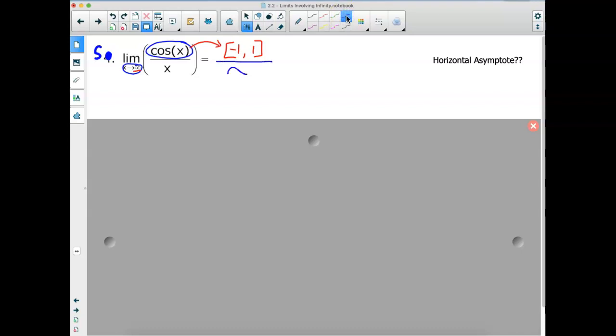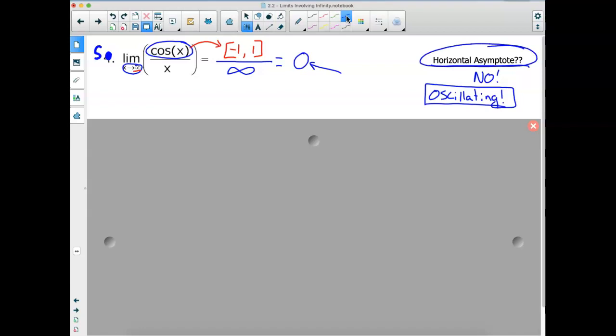Now, if I divide that by infinity, what happens? A value somewhere between -1 and 1, dividing by something that's getting bigger and bigger and bigger, where's it going? It's getting smaller and smaller. It's approaching 0. Now, I just want to say, this is not a horizontal asymptote. No, it is not. Why not? Because it is going to oscillate. It's oscillating, but the limit exists. Because it's oscillating and approaching something, it's not a horizontal asymptote.